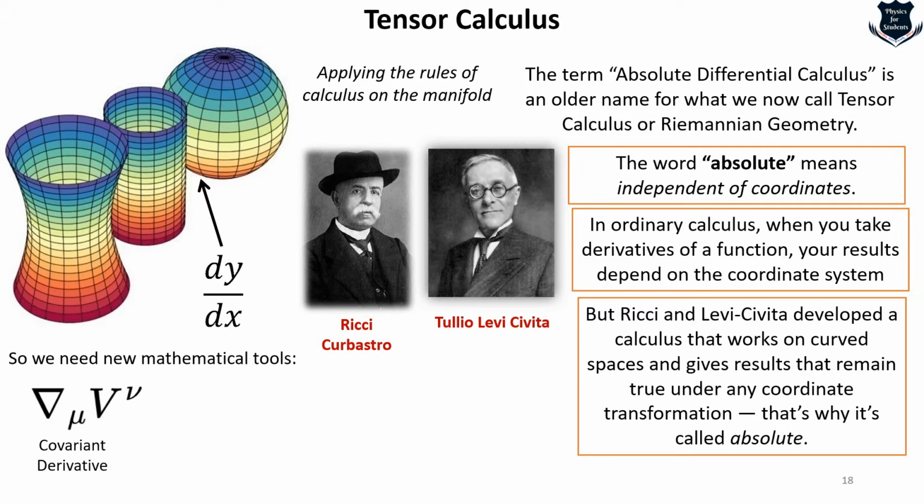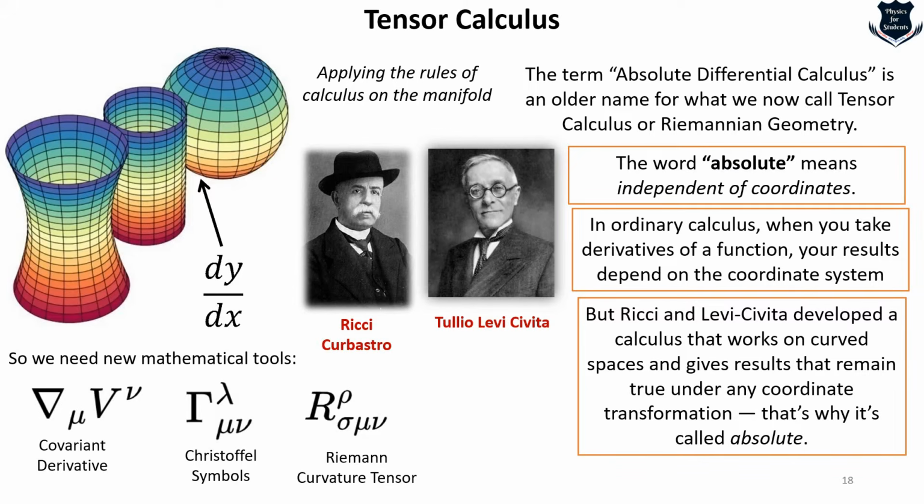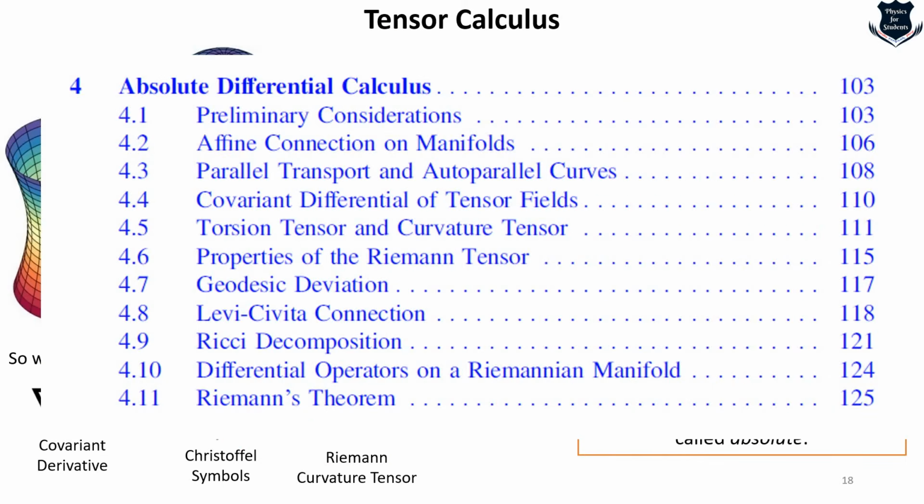For example, the covariant derivative. It measures how a vector changes as it moves along a curved surface. We need something called Christoffel symbols. These actually adjust the derivative to account for curvature. And then we need something called the Riemann curvature tensor, which measures how much space is curved, the failure of vectors to return to their original directions, which you can think of as parallel transport. So all this results in what we call the fourth step, that is, from manifolds to tensor calculus.